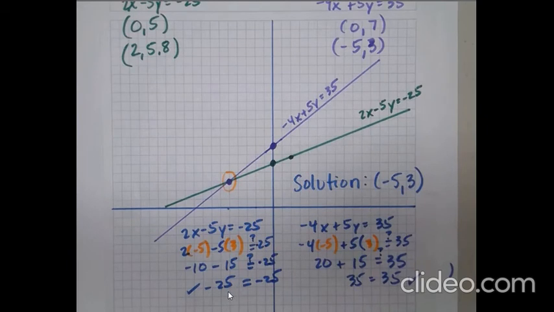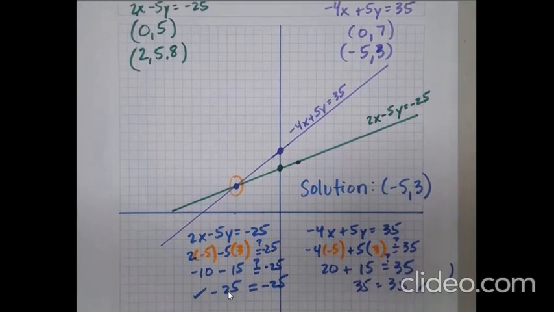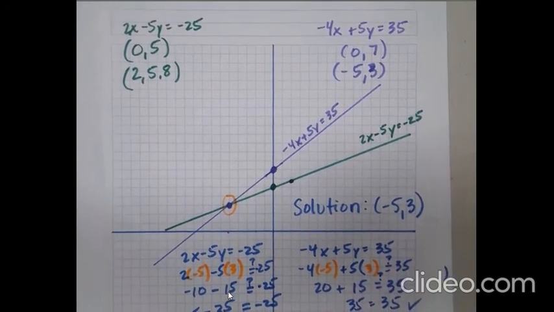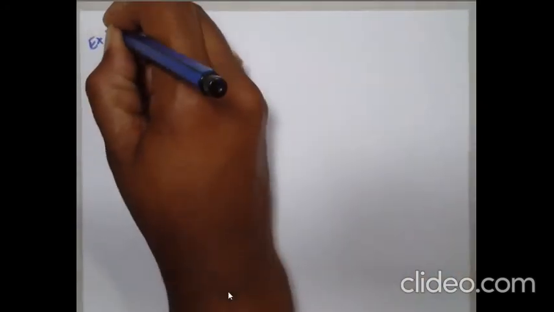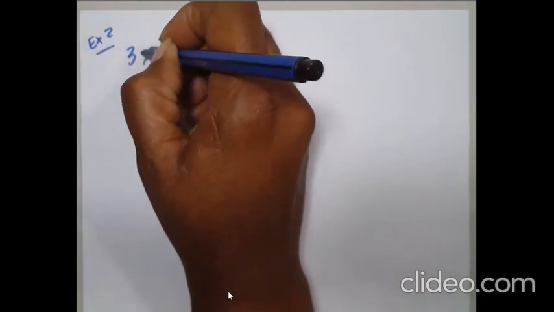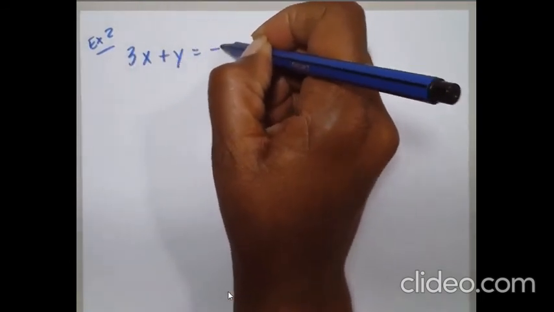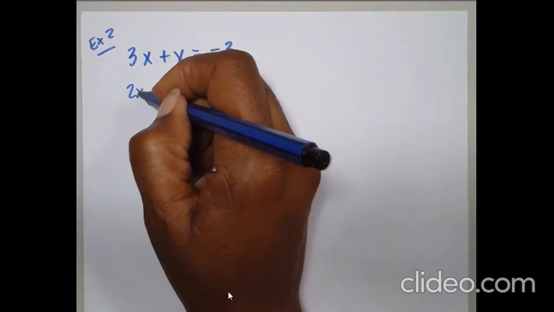2x minus 5y equals -25 and -4x plus 5y equals 35. Okay, that's using the T-chart method. You can take the T-chart, find some points, put them in, and then solve for those, find your graph point, and go from there. Then you could also do another example. You can solve a system of equations by the y equals method or the slope-intercept method.